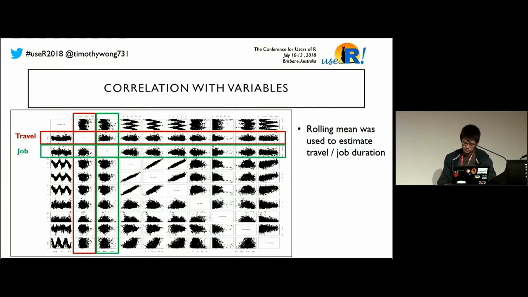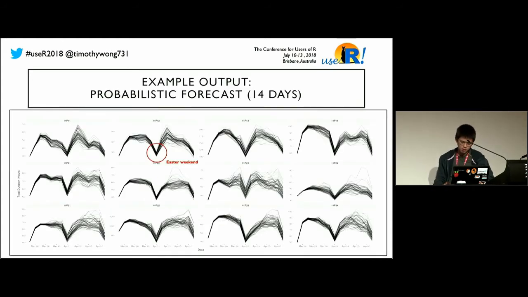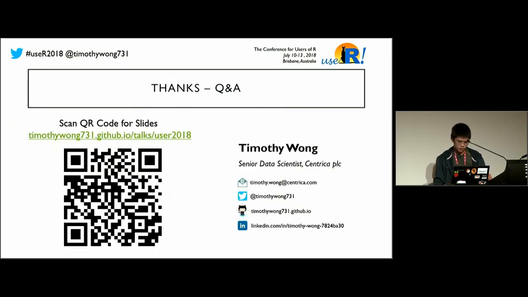Once we got the time, the last step is to apply it in a real setting, and the real setting is an ensemble model. We subscribe to an ensemble weather forecast model. We apply everything, and in the end, we got an ensemble forecast. An ensemble forecast has 50 members, and this is how we run the model. You can see a clear pattern over 2 weeks' time. This is around 14 days, and we can also extend it further to 90 days. And that is what I want to talk about today, and thank you very much.